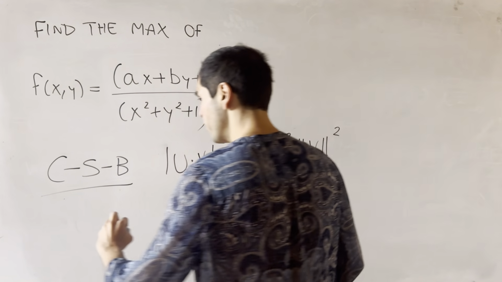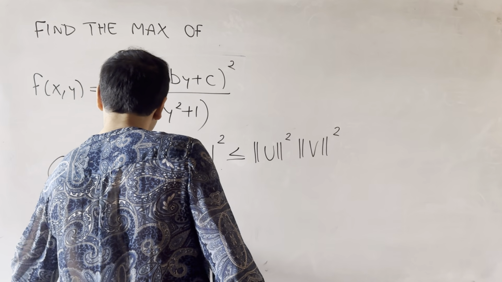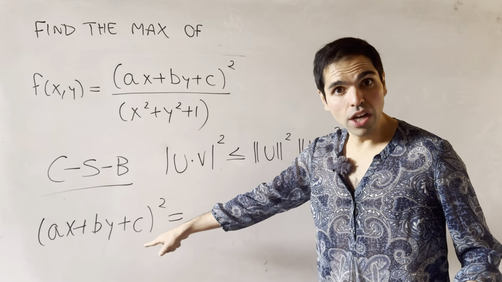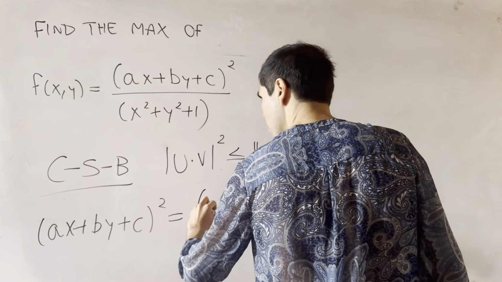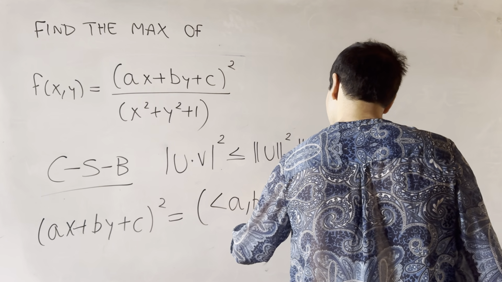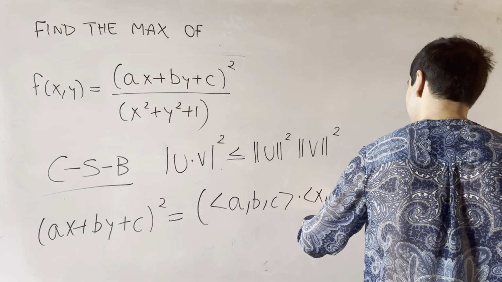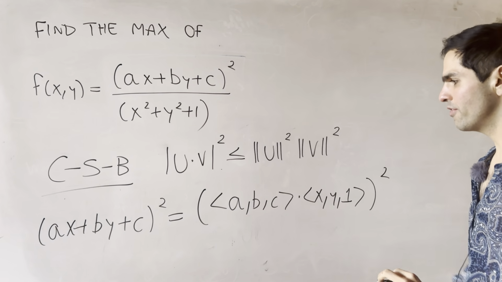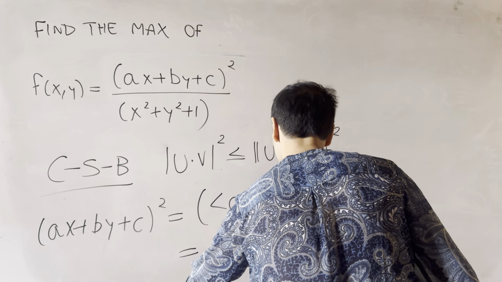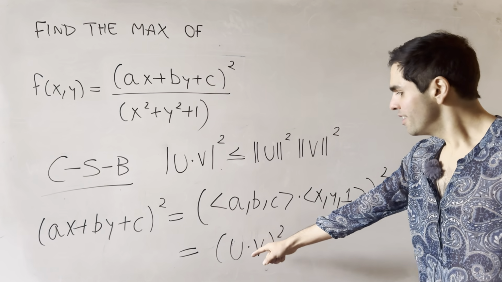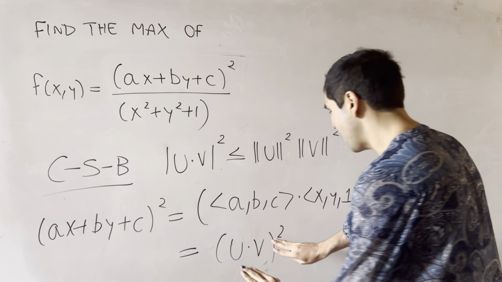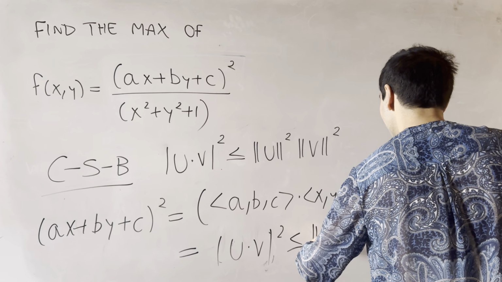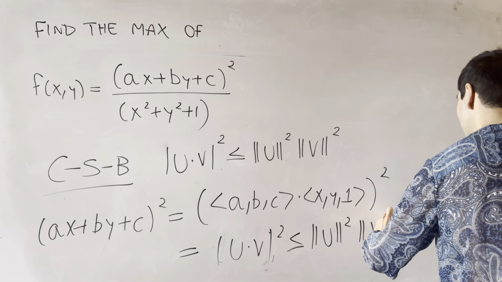Well, look at the top here: (ax + by + c)². Notice this is the dot product squared of two vectors, where the vectors are (a, b, c) and (x, y, 1). So great, because this is (u·v)², and of course a number squared is the same as the absolute value squared. So now this becomes less than or equal to the length of u squared times the length of v squared.